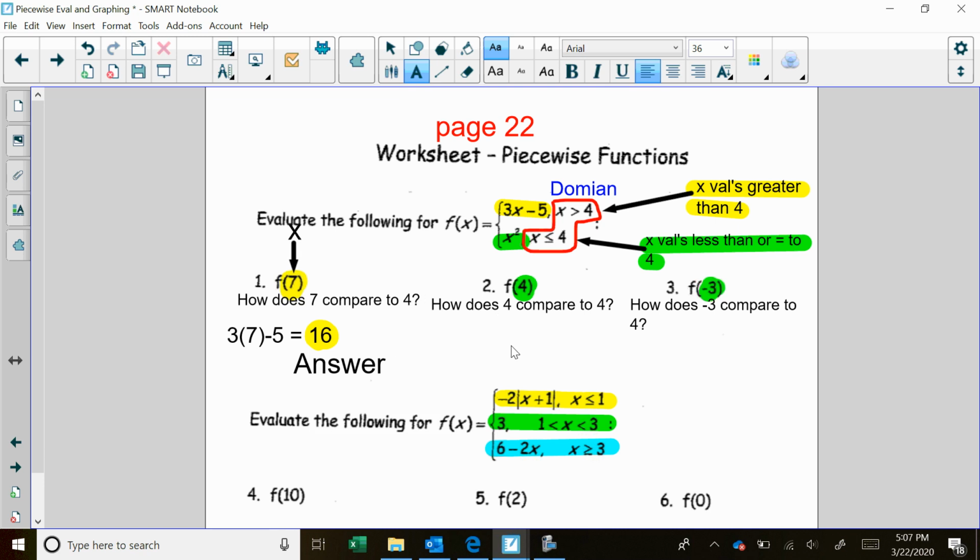Okay, second problem right here. I'm going to take this 4. We're going to plug it into the green part of the function right here, because earlier we decided that the x value, which is 4, is less than or equal to 4. So this function is 4 squared. And I think you all should still be able to say that that is 16.